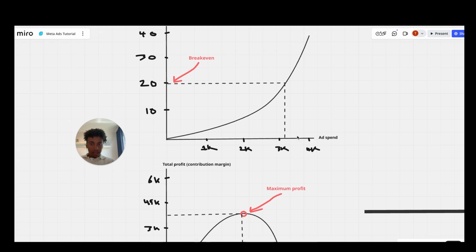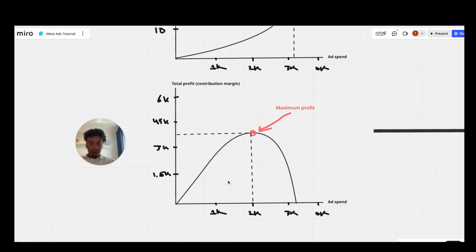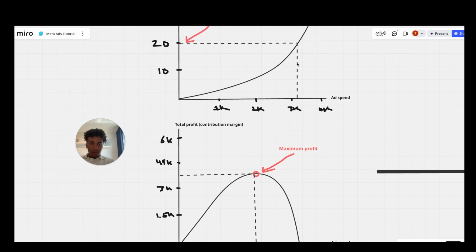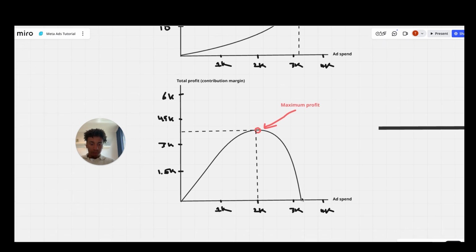So what we can see is this graph will basically show, with the same ad spend levels, what your total profit will look like. So this point where we broke even, that is exactly this point. As you can see, our total profit was 0. So we spent 3.2k and our total profit was 0.